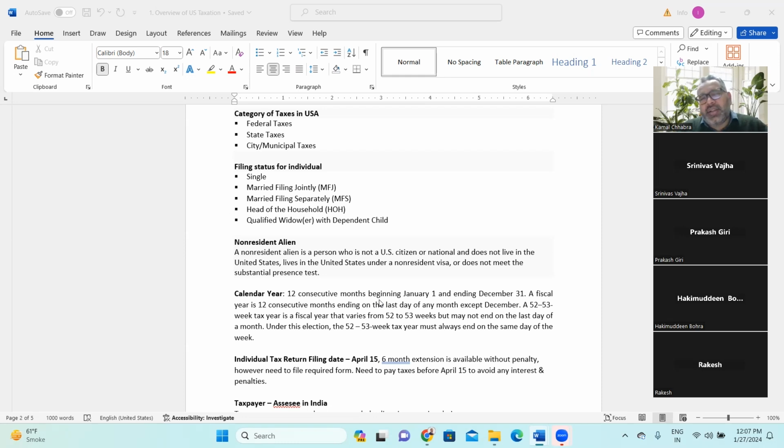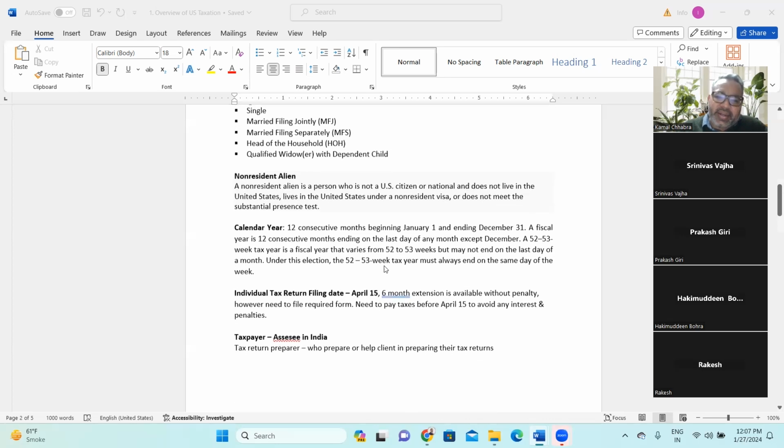And all others are considered non-resident aliens, like people like us who are visiting the United States of America for work purpose, meeting purpose, travel purpose, training purpose, right? For any such things. So that is a different terminology which we are not exposed to in India.